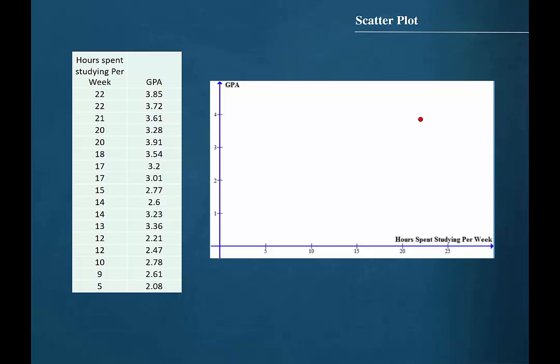Then the next ordered pair, 22, 3.72, would correspond to another student who spends 22 hours per week studying and has a GPA of 3.72. And then continue with 21, 3.61, 20, 3.28, and proceed in this way until the entire list of ordered pairs is plotted on the graph. This scattered group of dots is what we refer to as a scatter plot.